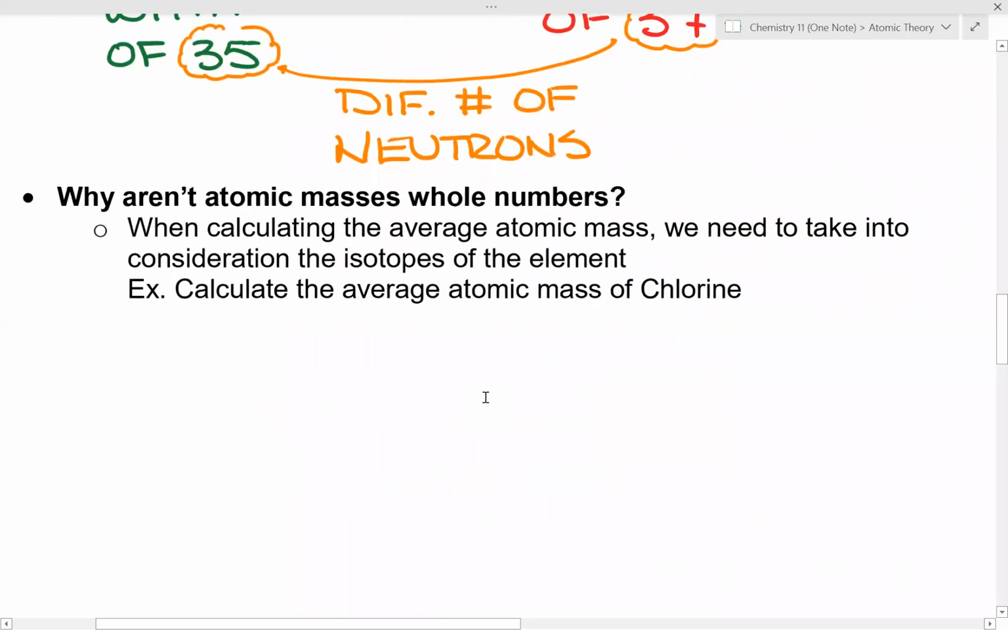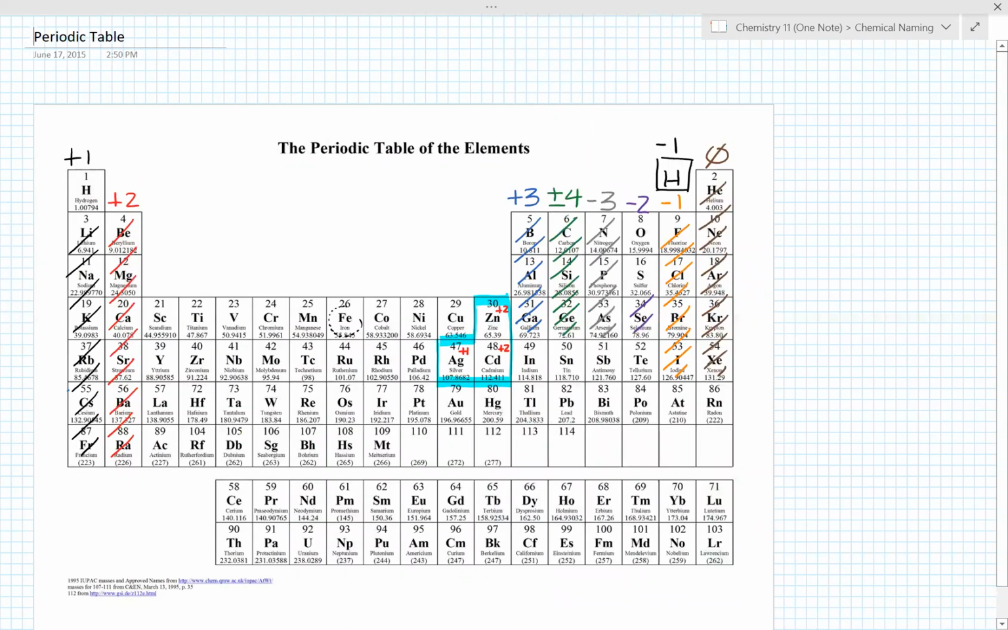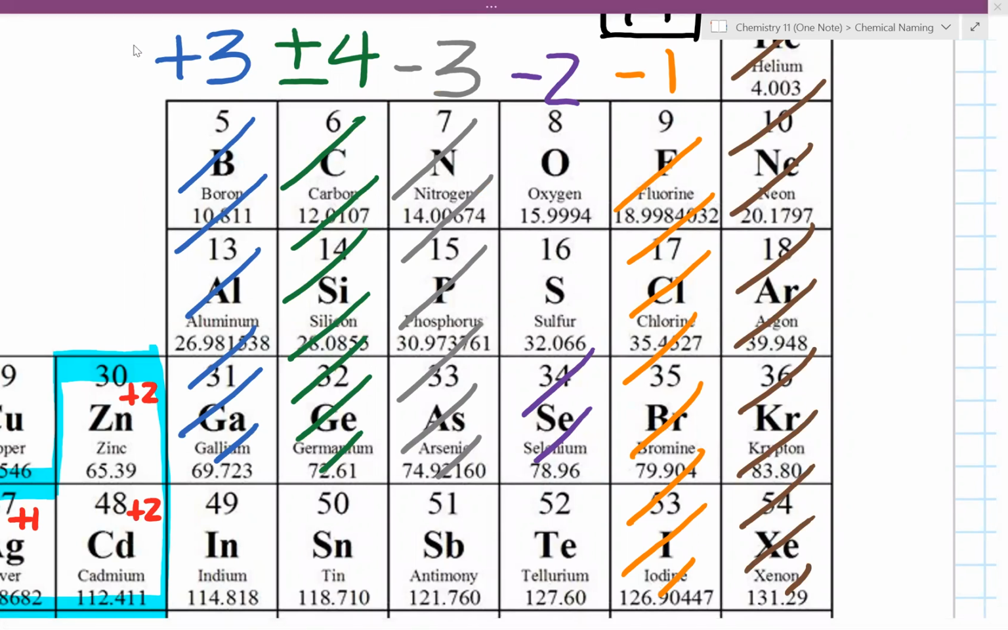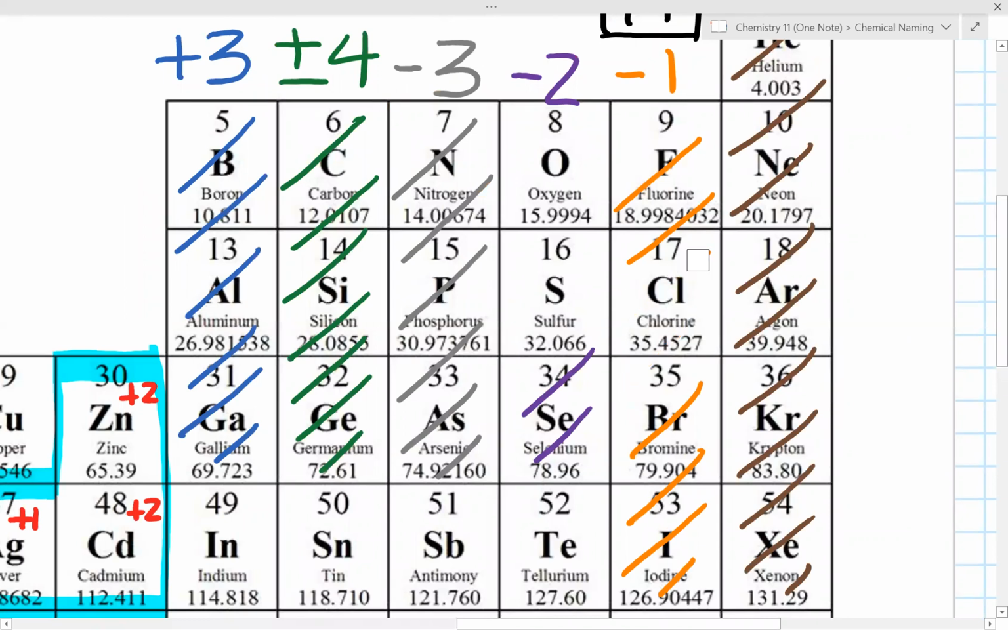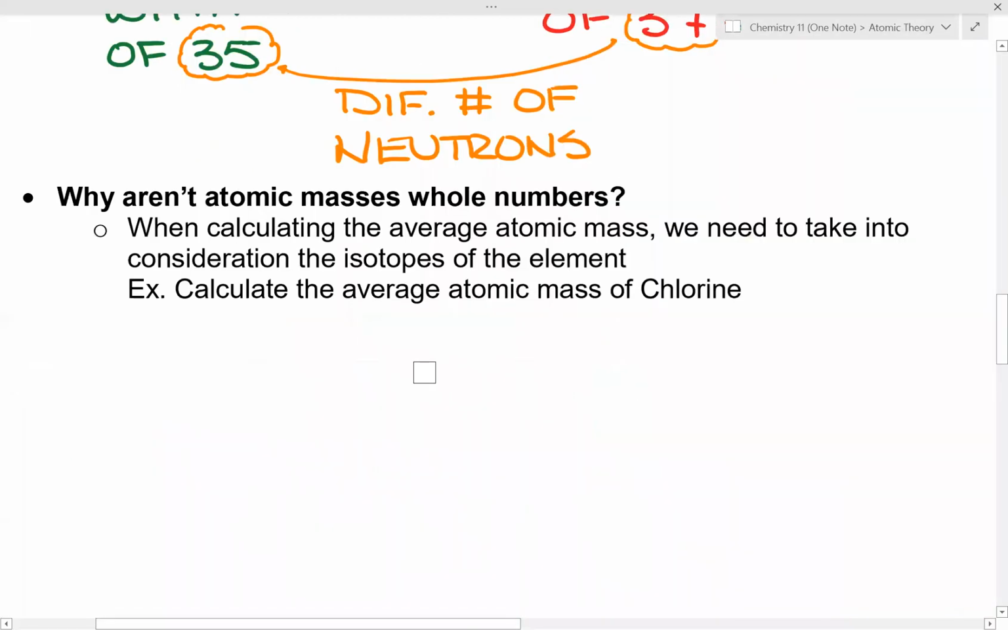Now, why aren't atomic masses whole numbers? If you look at your periodic table, you notice that, let's say for oxygen, how come it's 15.9994? Or chlorine, how come it's 35.4527? How can you have 0.4527 of a neutron? As a result, when calculating the average atomic masses, we need to take into consideration all the isotopes that are available for the element.